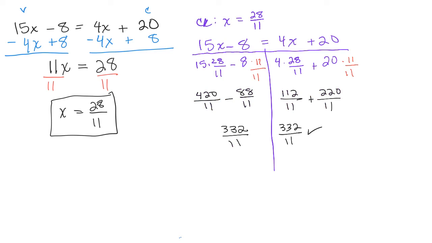All right, so 15 times 28 is 420 over 11, and then minus 8 times 11 over 11 will be 88/11ths. And when I subtract, I get 332/11ths on the left-hand side. And then on the right-hand side, I have to do the 4 times 28, which is 112 all over 11, plus 20 times 11 will give me the 220 in the numerator, so 220 over 11. And that also adds up to 332 over 11.